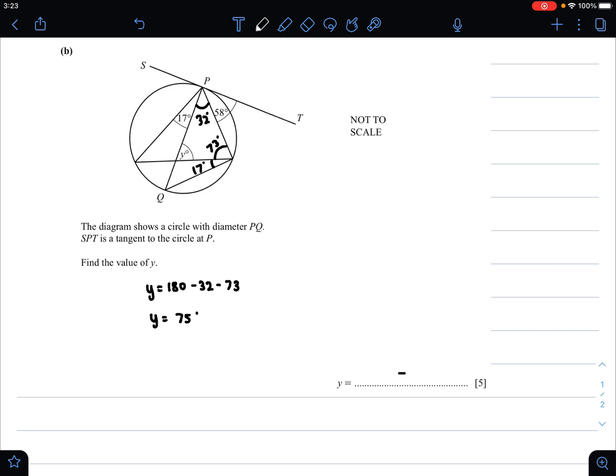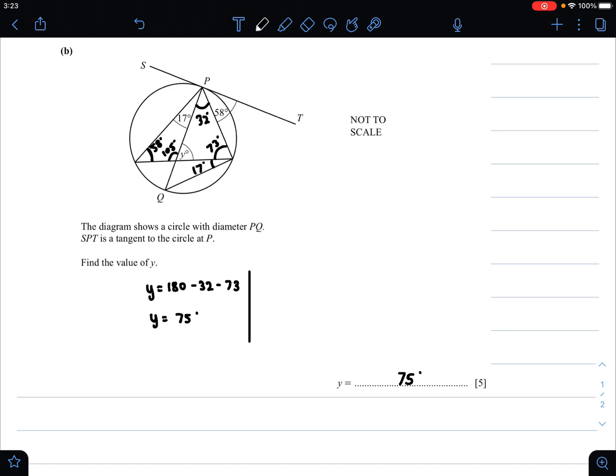Now this isn't the only way you can find out the angle y. You can even use the rule that the angle between the tangent and the side of the triangle is equal to the interior opposite angle, which means that this angle, that is 58 degrees, is equal to this angle right here. So if this is 58 degrees, we can find out the last angle in the triangle, because angles in a triangle add up to 180. So 180 minus 58 minus 17 is equal to 105.